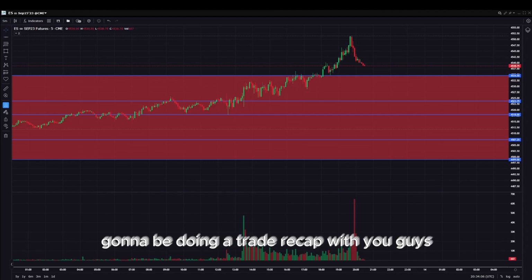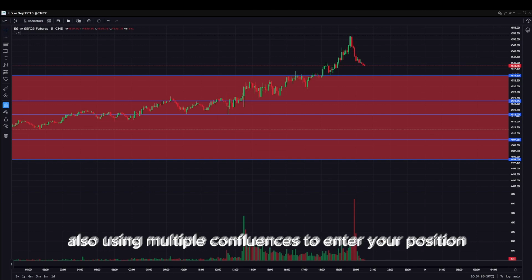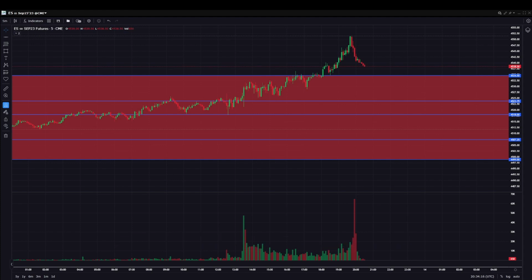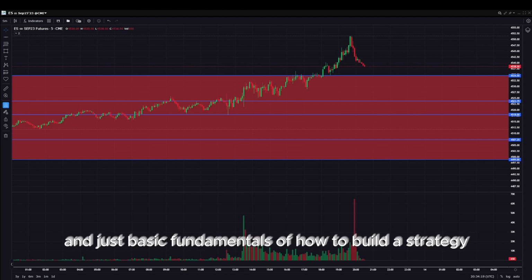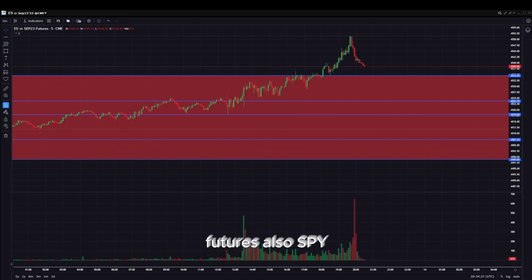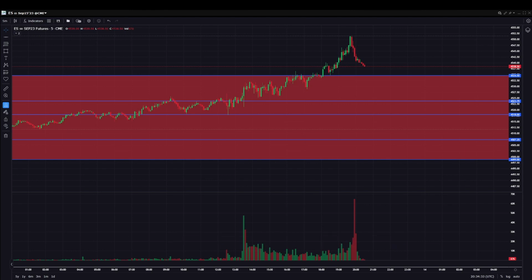Going to be doing a trade recap with you guys, how to play a break of a zone, also using multiple confluences to enter your position, manage them, i.e. trim or get stopped out, and just basic fundamentals of how to build a strategy. So the four tickers I used in this setup were ES futures, also SPY, QQQ, and SPX.